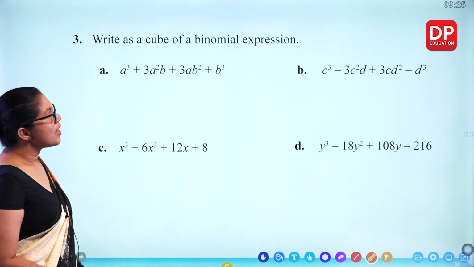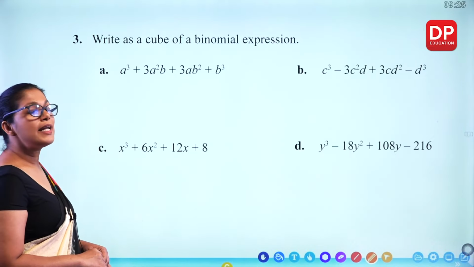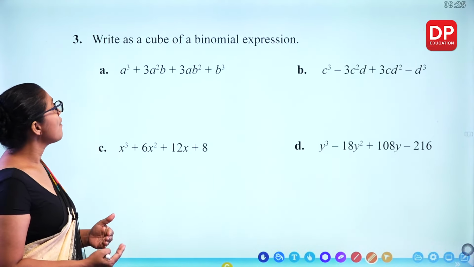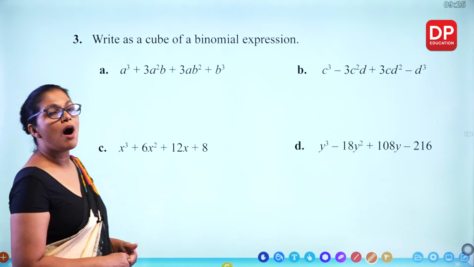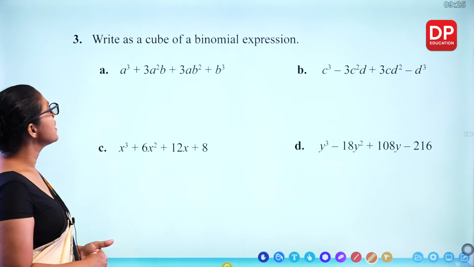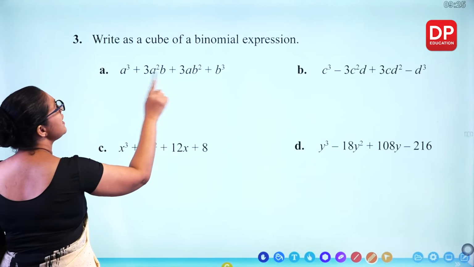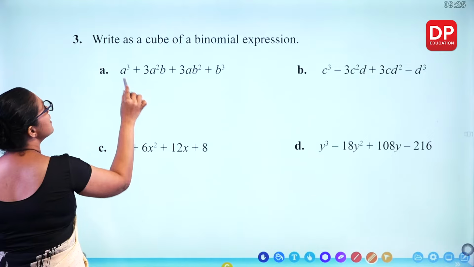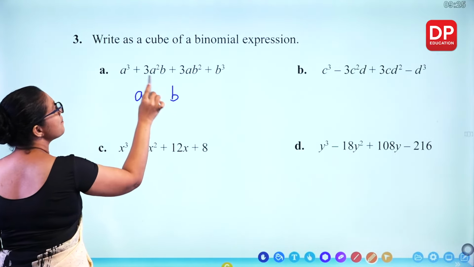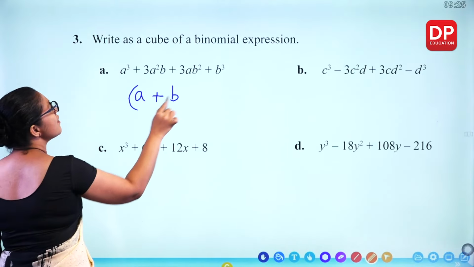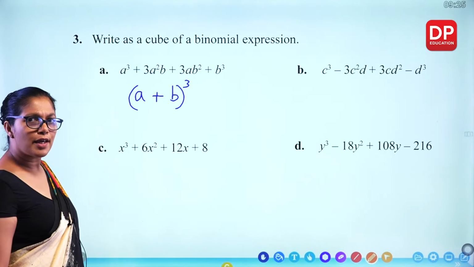Now look at the question number 3. Write as a cube of a binomial expression. So we have to do the other way around. The expanded form is given and you are asked to write down the cube term. So here look at these terms, middle terms 3. So what you get? First term is A and the last term is B. And all positive means you are getting A plus B whole thing cube.